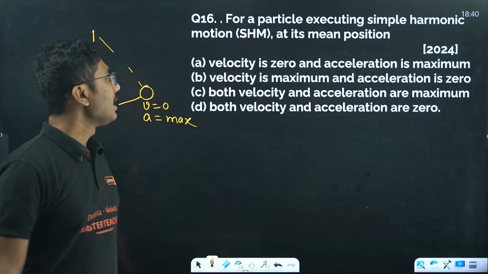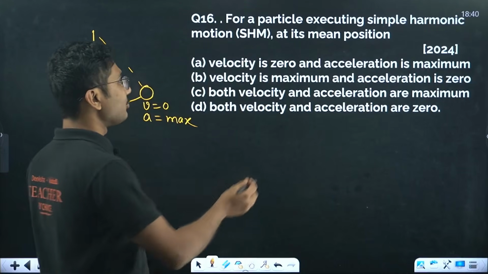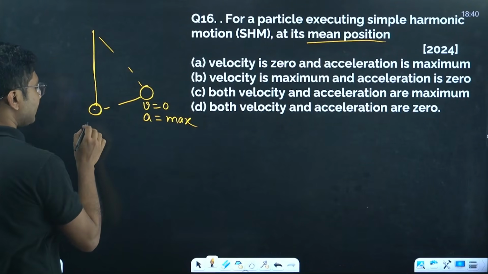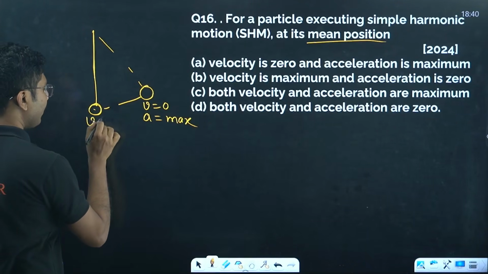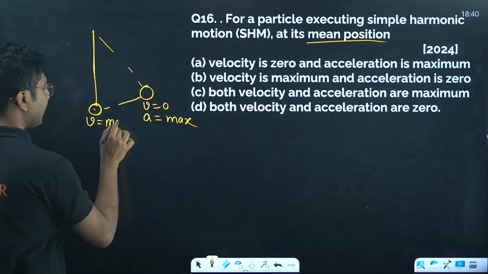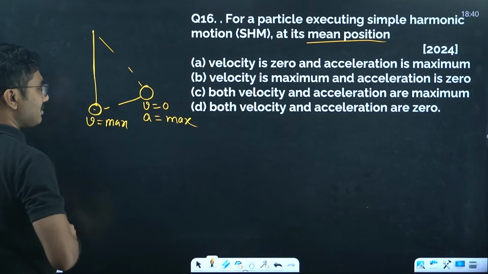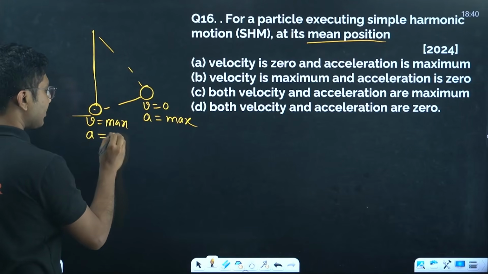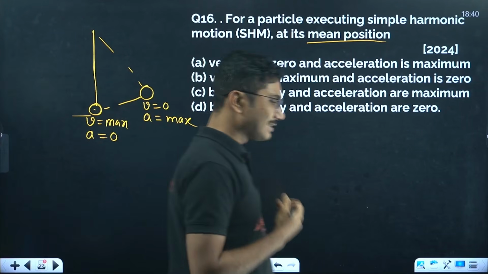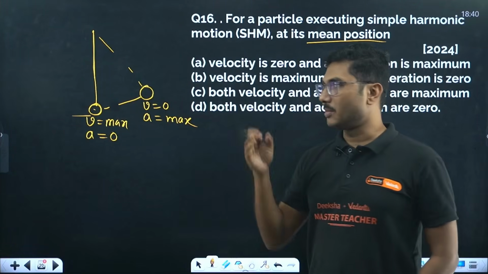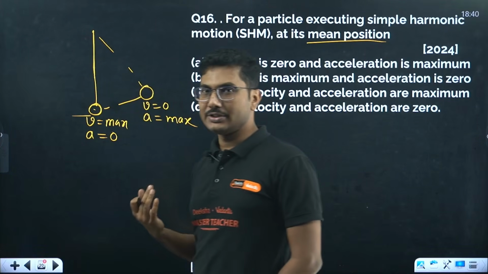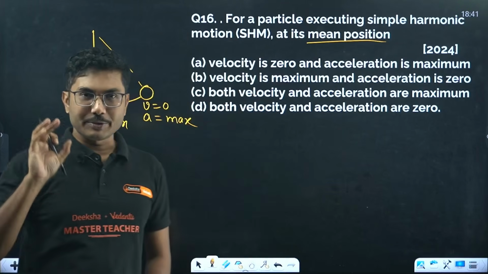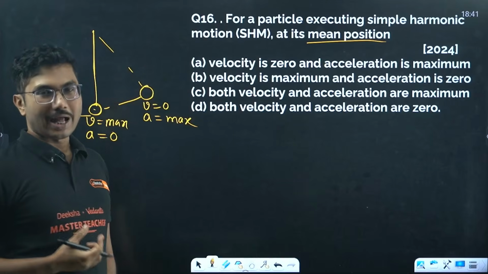But in this question they are not asking you about the extreme position, they are asking you about the mean position. At the mean position, the particle is moving with the maximum speed so that it can reach the maximum point, and at this point there is no acceleration acting right or left, so acceleration is 0. So at the mean position acceleration is 0, velocity is maximum. At the extreme position velocity is 0 because it is momentarily stopping at that point, and acceleration is maximum.